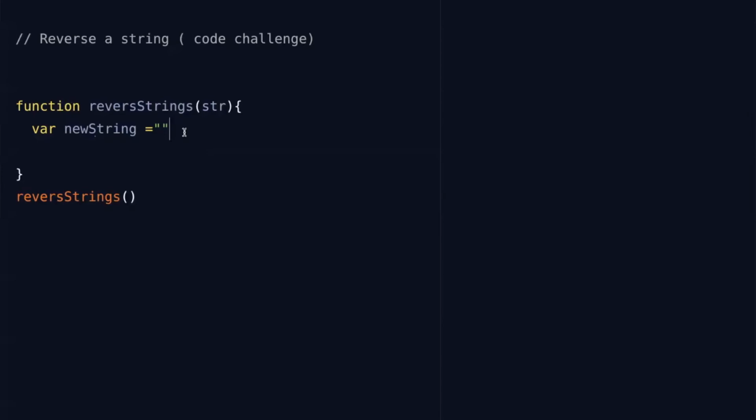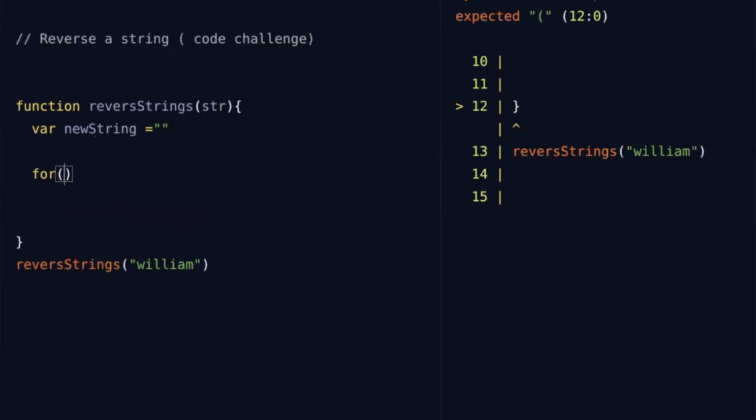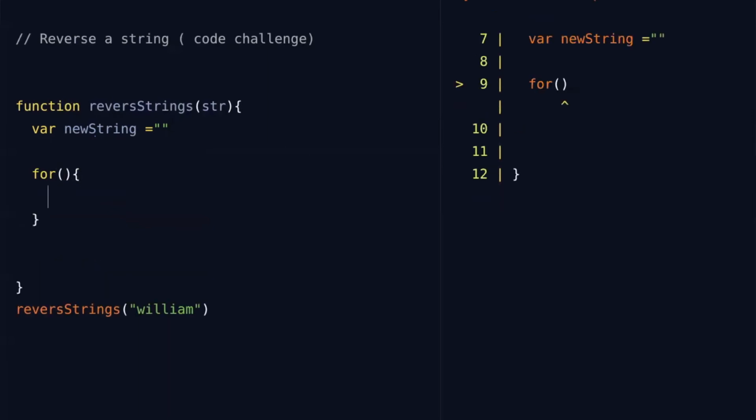Now that I have an empty string, we need to loop through the input. Don't forget that our input is William. So we need to go through this William and manipulate it and just reverse it. So how do we do this? First thing, we have a new string. So down here, we can say, give me a for loop. Remember the for loop? This is how we declare a loop.